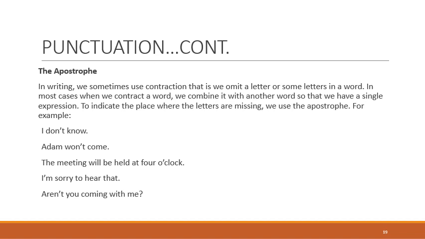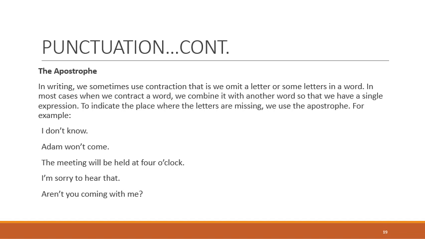An apostrophe. We said in writing we sometimes use contraction. That is, we omit a letter or some letters in a word. In most cases, when we contract a word, we combine it with another word so that we have a single expression. To indicate the place where the letters are missing, we use an apostrophe. For example, I don't know. Instead of I do not know, we say I don't know. The "not" is contracted and matched to the "do" part of the sentence. So the O that is removed is replaced by an apostrophe, that is N apostrophe and then T.